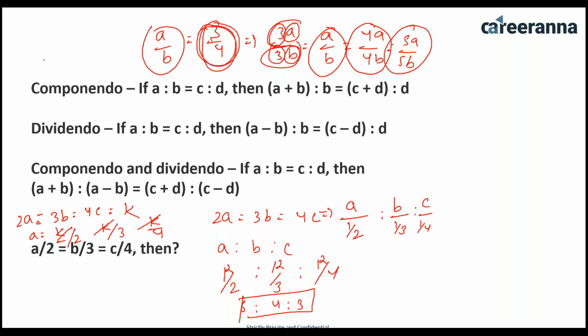But if I add, suppose that A by B equals 2 by 3. If I add 1 here and 1 here, what will be the value of A plus 1 divided by B plus 1? Okay, let me explain it again.